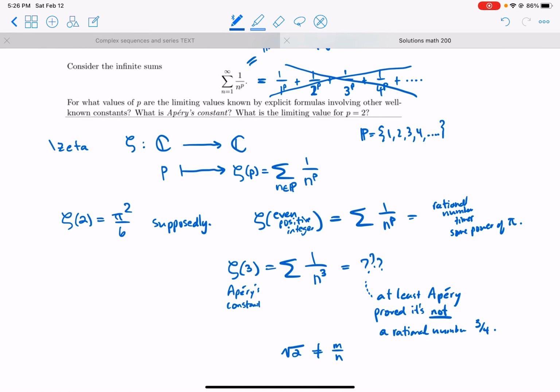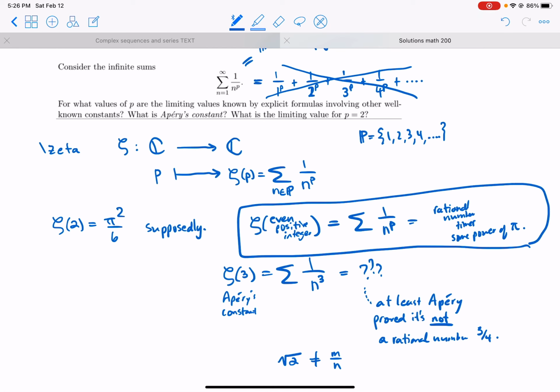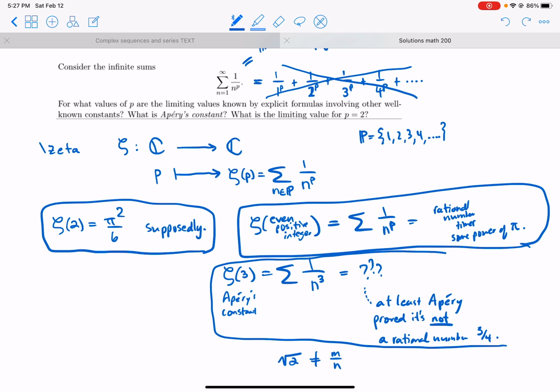And did I answer everything? Here is the answer to what values of p are known to be related to other well-known constants. In particular, pi is a well-known constant. This one is zeta of 2 in particular. And this is Apery's constant. So I did that one, and that one. Okay.